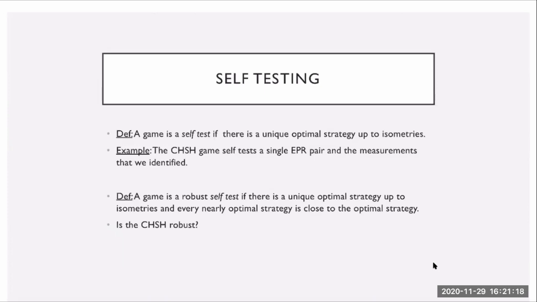Every almost optimal strategy is close to the unique optimal strategy. And my question now is, is the CHSH game robust in this sense?